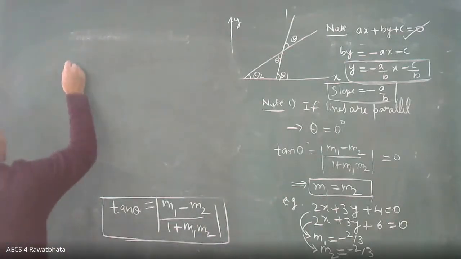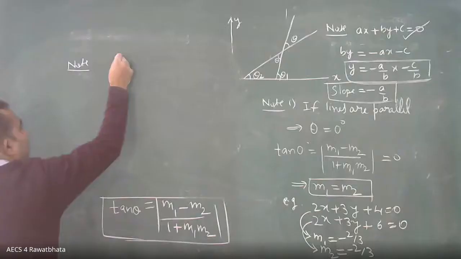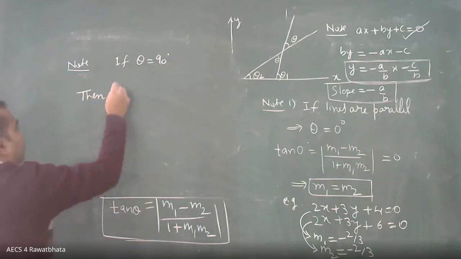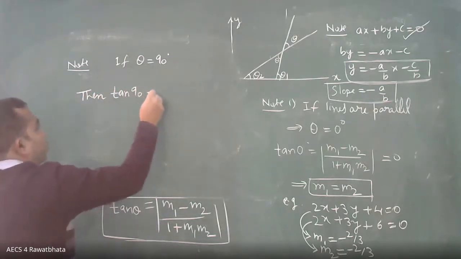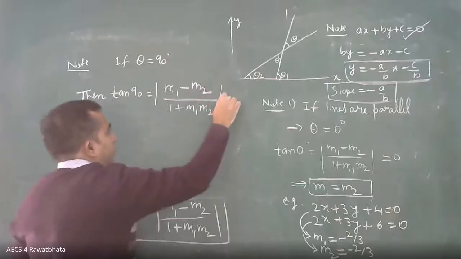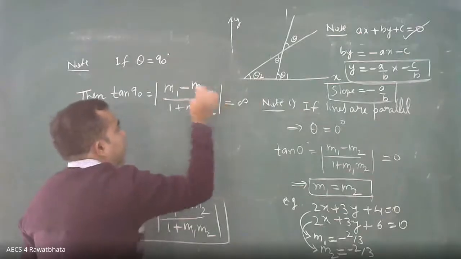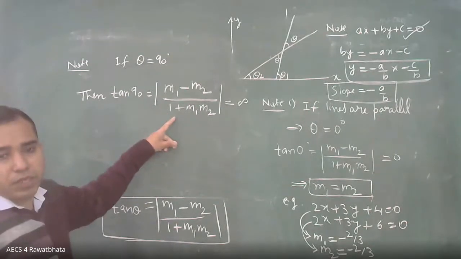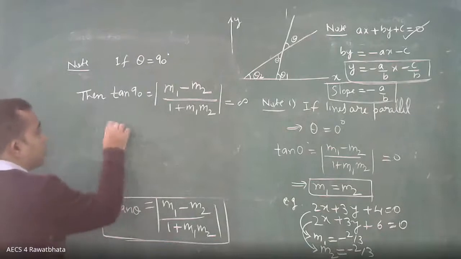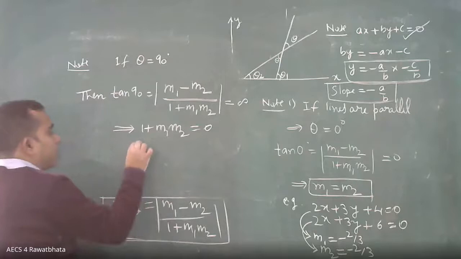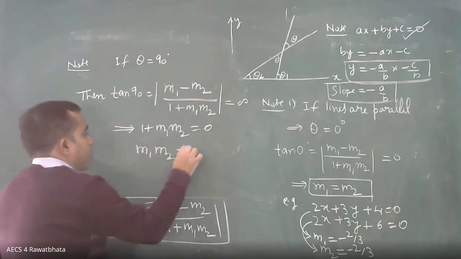So if theta is equal to 90 degree, then tan 90 will be equal to 1 upon 0. How much is tan 90, students? Not defined. Not defined means infinite. And if it is infinite, it means it must have a zero denominator. It means that 1 plus m1 m2 must be 0. And it means that m1 m2 equals minus 1.